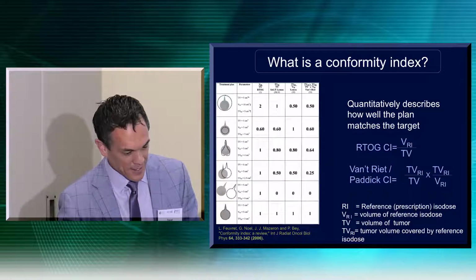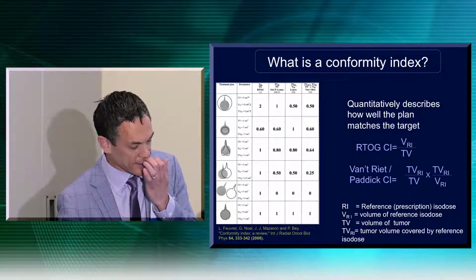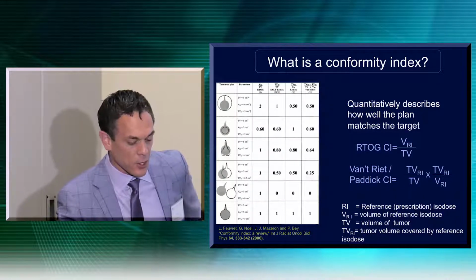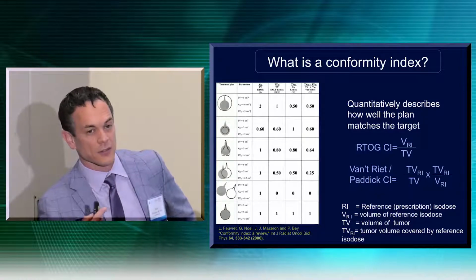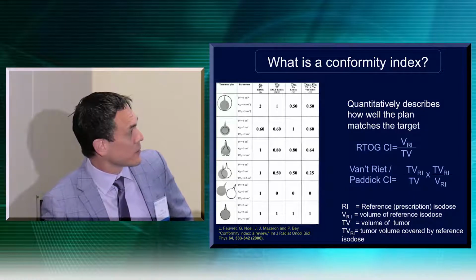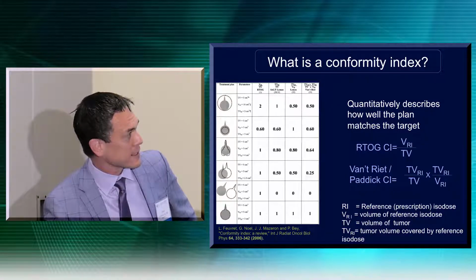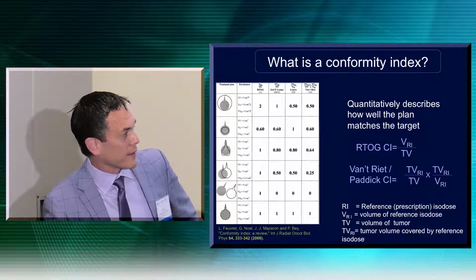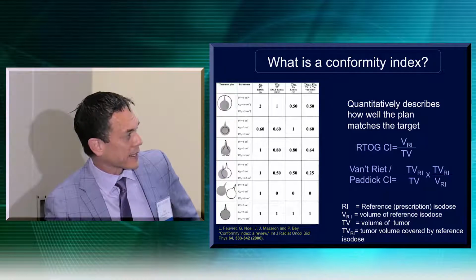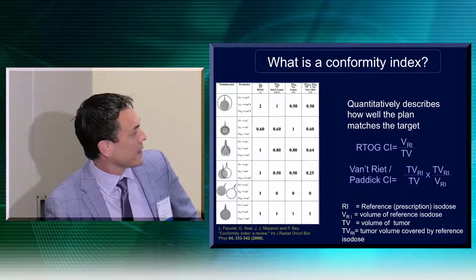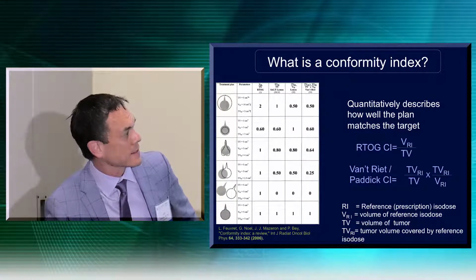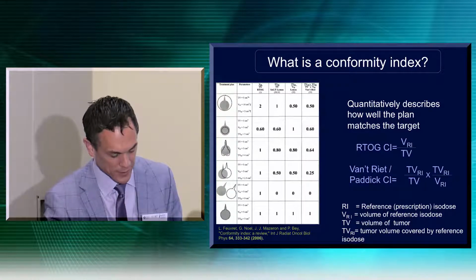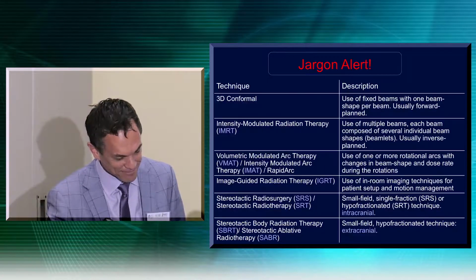Okay, so another way we evaluate plans is through something called a conformity index, which is just a metric that tries to tell us how closely the shape of our treatment plan matches the thing that we're trying to treat. There's a number of different conformity indices that have been adopted over time. One of the common ones in radiosurgery is the Paddock Conformity Index, and you can see the formula here. But again, it's just trying to say that something like this is more conformal to the target than something like this. It's a pretty simple metric that people use to evaluate plans.